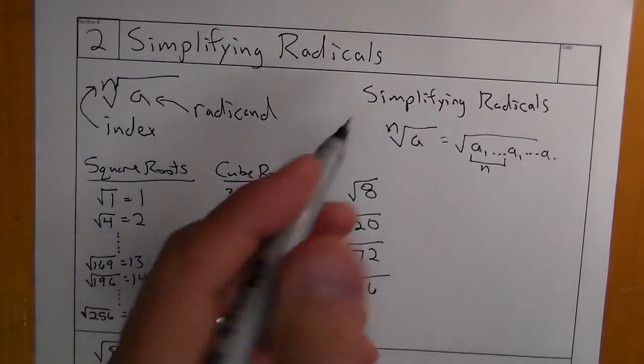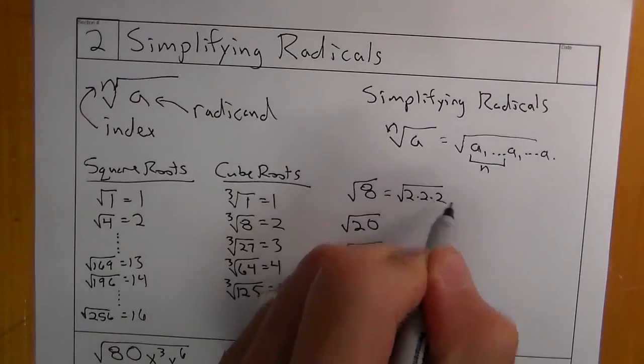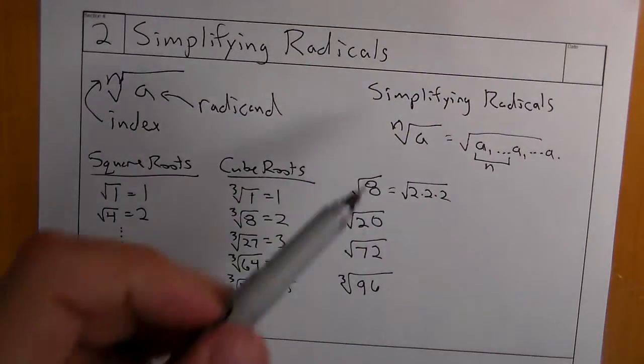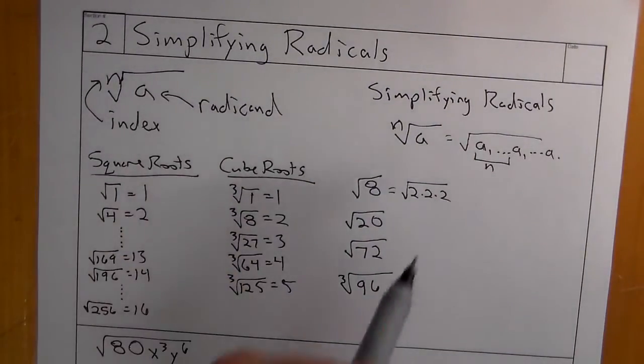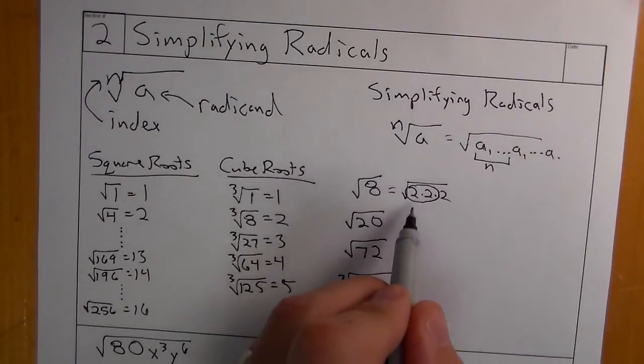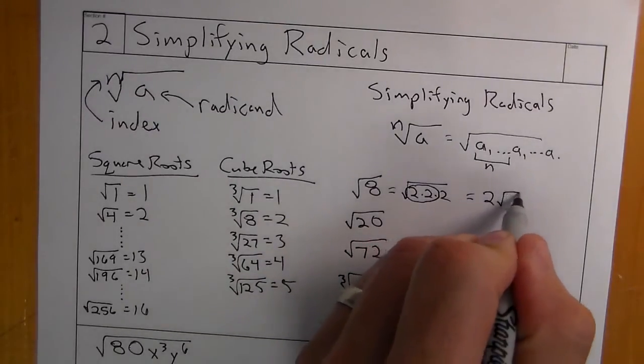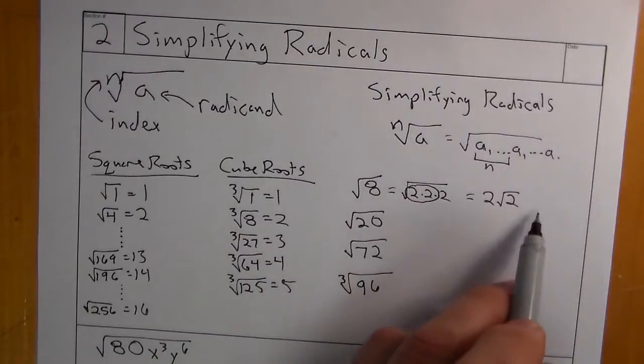So for example, the square root of 8, if we look at the factors, is 2 times 2 times 2. I need to find, because it's a square root, a set of two numbers that are the same in order to take it out of the radical. Well, I happen to have two 2's here. So if I take out the 2's, I can rewrite this as 2 root 2.